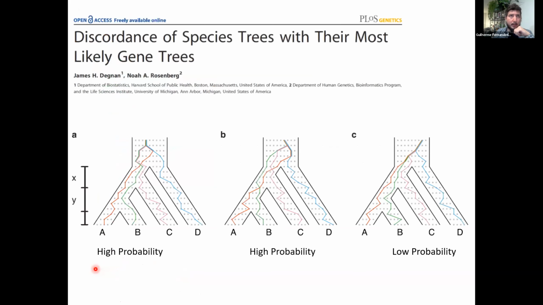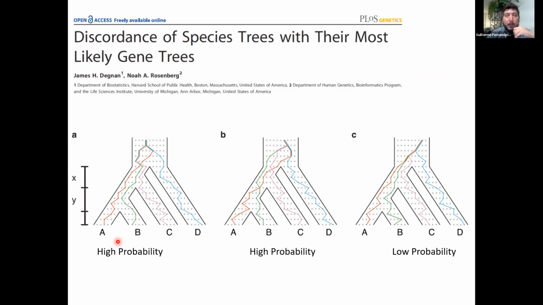So we wanted to explore that a little bit more. We know that some things can cause inference error when we are estimating the species tree. The gene trees don't need to agree with the species tree, and in fact many gene trees will not be in complete agreement. But we expect that in general most of the gene trees will agree with the species tree, with just a few that disagree.